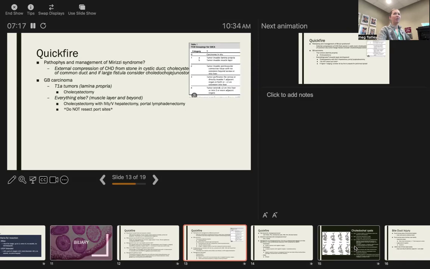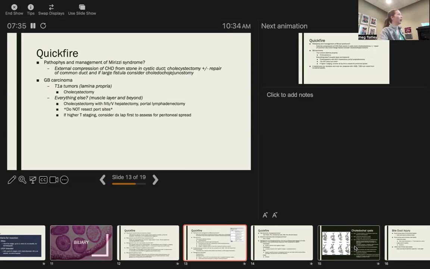This is antiquated, don't resect the port sites. I've seen that show up on the ABSITE. The thought was that those were pro-inflammatory and so those may be sites for cancer. That's fallen out of favor, don't resect your port sites. For higher T staging, do a diagnostic laparoscopy first to assess for peritoneal spread. And that should be sufficient.